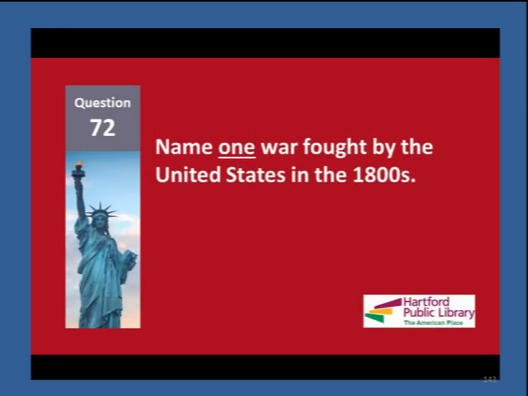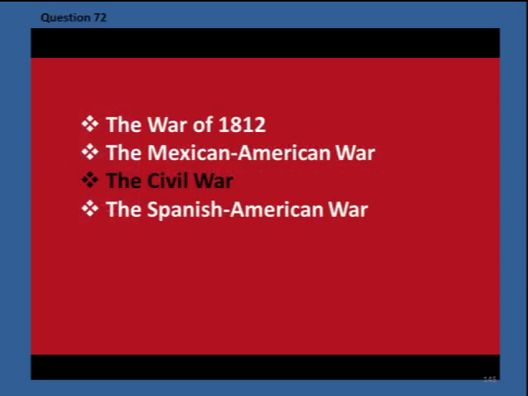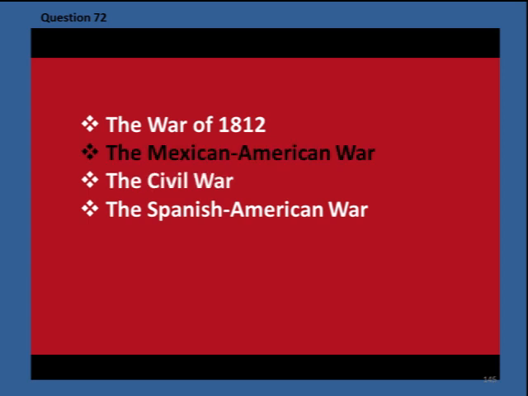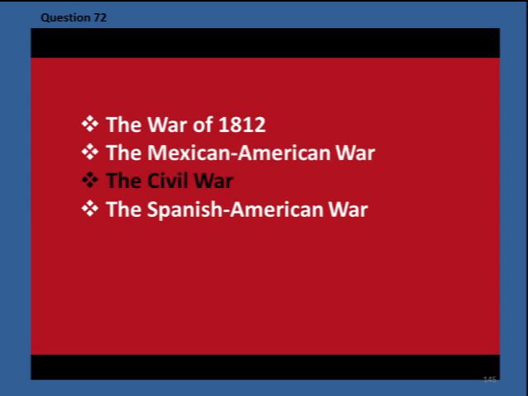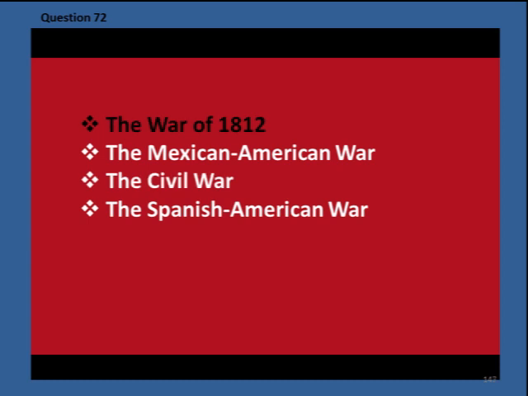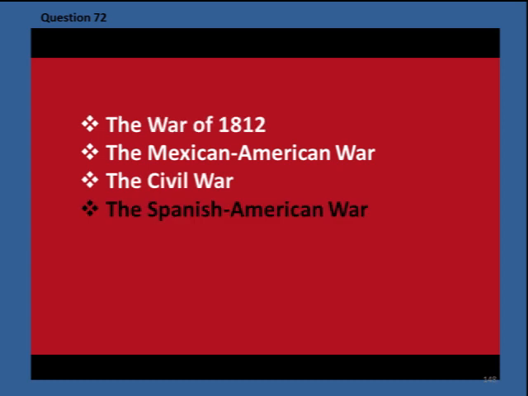Question 72. Name one war fought by the United States in the 1800s. The Civil War. The United States fought several wars in the 1800s. The 2 mentioned in this lesson are the Mexican-American War and the Civil War. 2 other wars from the 1800s are the War of 1812 and the Spanish-American War. They will be discussed in a later lesson.